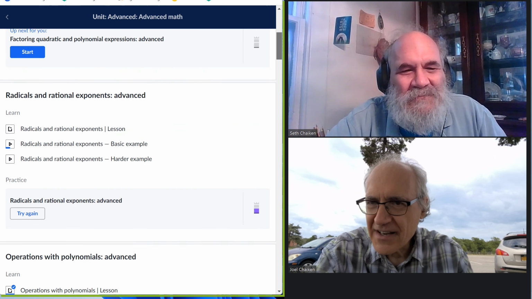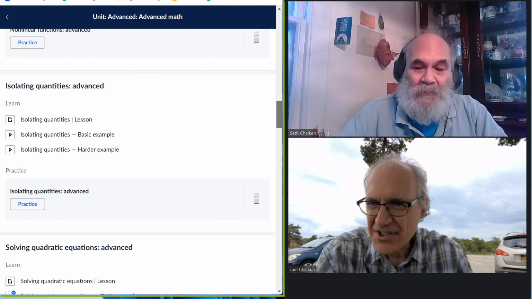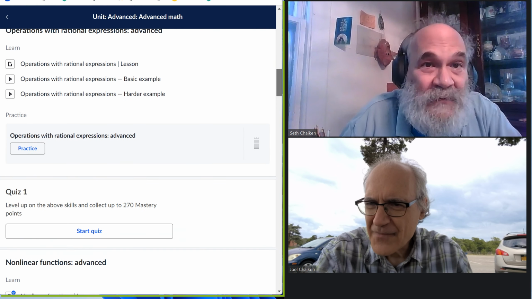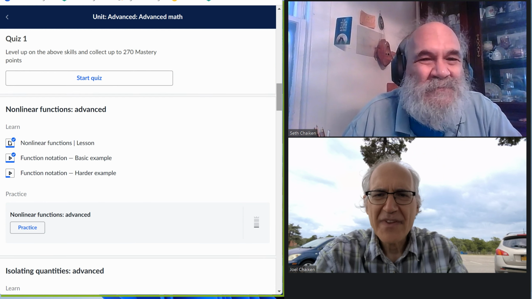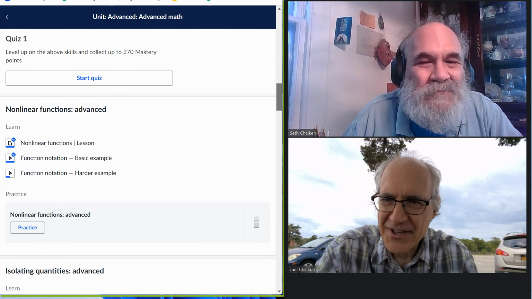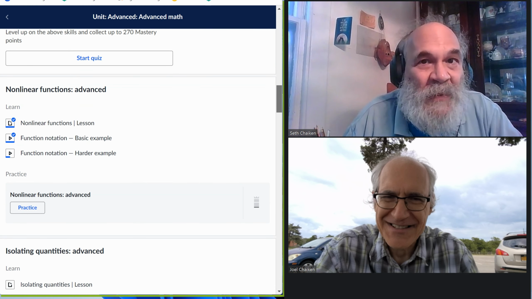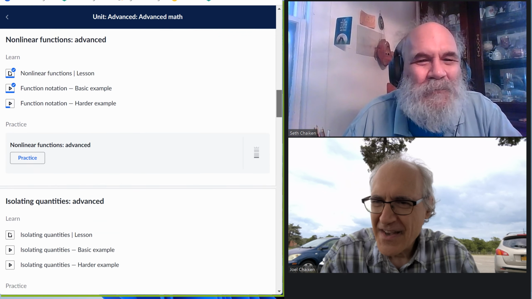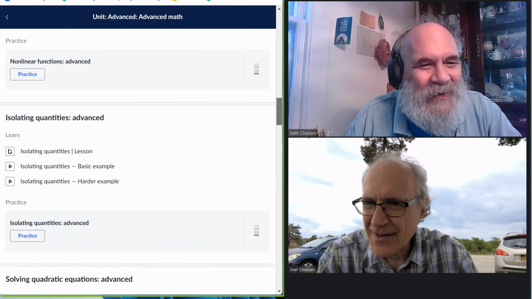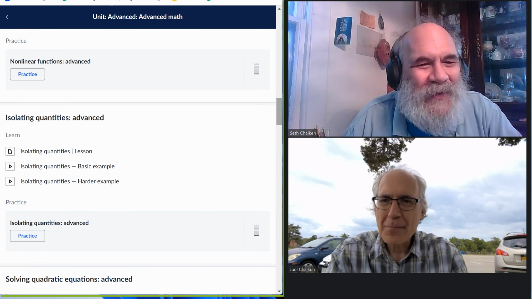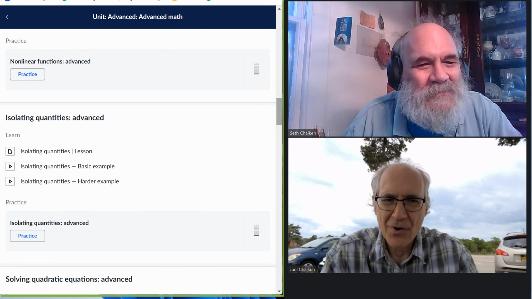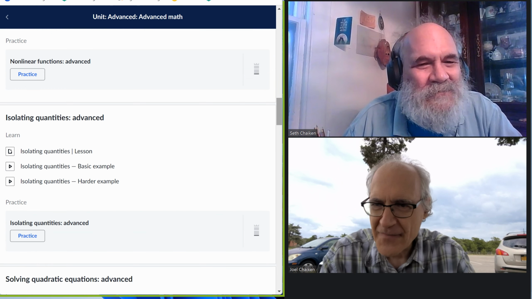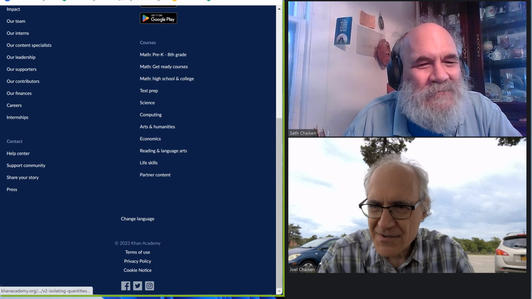So, we are in our advanced math section. Yesterday, we did nonlinear functions. Or no, it wasn't yesterday, it was Wednesday. And I believe there was nothing nonlinear about that function. That was just transformations of functions. Anyway, today we are moving into our next practice, isolating quantities: solving for x, also known as literals. It's normally taught as the word literals. So, hopefully this won't be that bad.